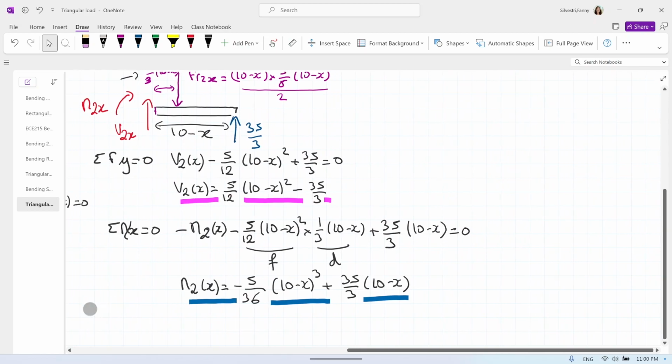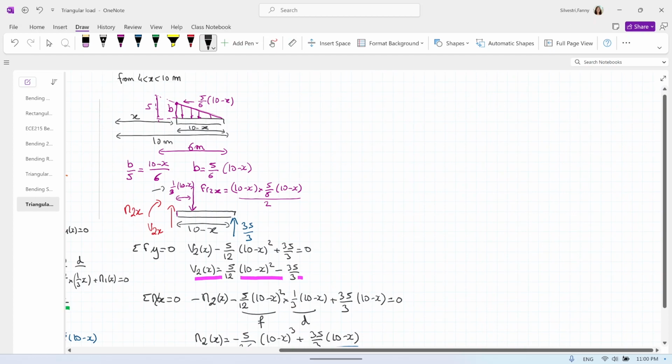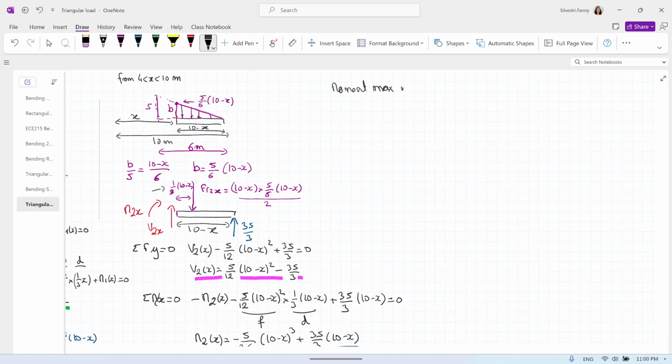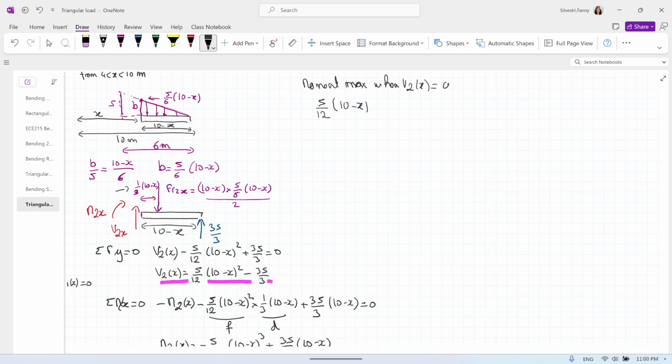So last step, moment max when V2 of x equals 0. So we need to solve for 5/12 times (10 minus x) squared minus 35/3 equals 0. How do you solve that? Okay, you can go one step at a time. (10 minus x) squared equals 35/3 times 12/5.